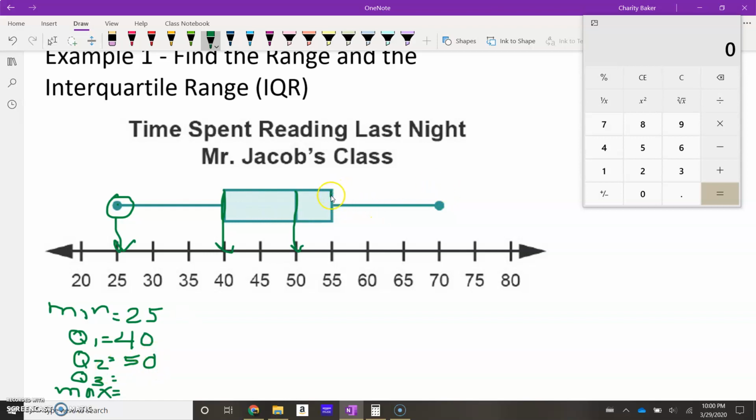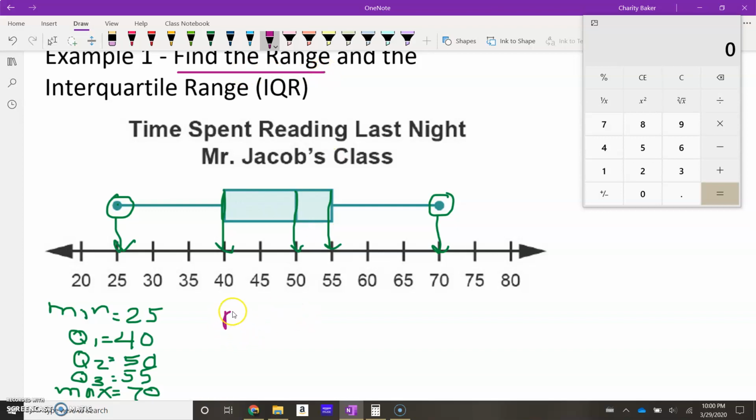Q3, right side of the box, 55. Boom, 55. And your maximum is just this side over here, this whisker, and that's at 70. So remember, the box and whisker plot is just the 5-number summary as a picture. Okay, so now we have the 5-number summary. We can find the range.